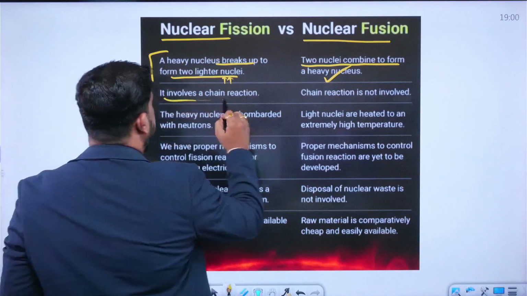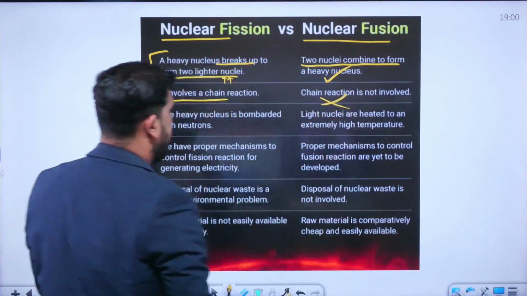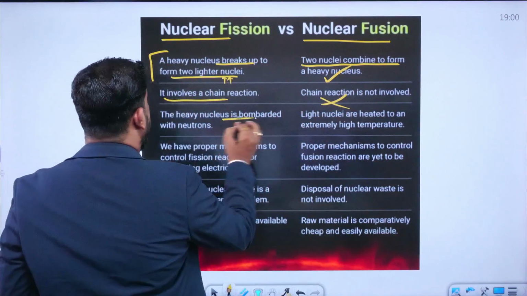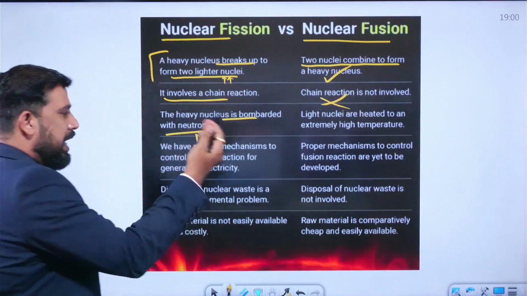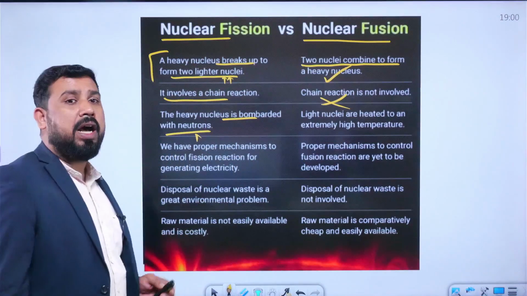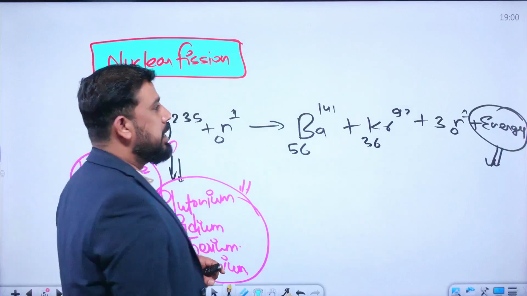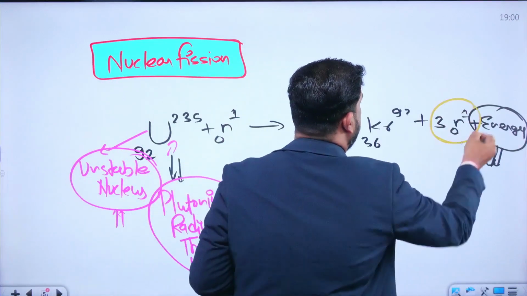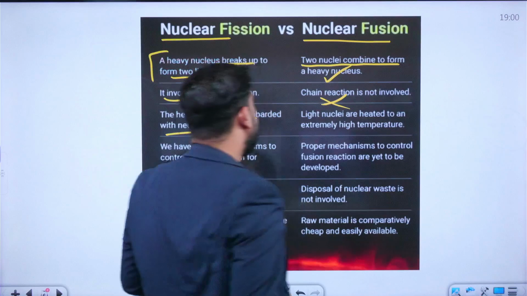Fission involves a chain reaction, but fusion does not involve a chain reaction. In fission, the heavy nucleus is bombarded with neutrons. When the heavy nucleus breaks, it creates neutrons. Like in this reaction, we have this particular thing, and this is the neutron.